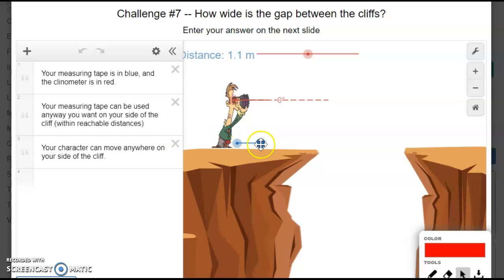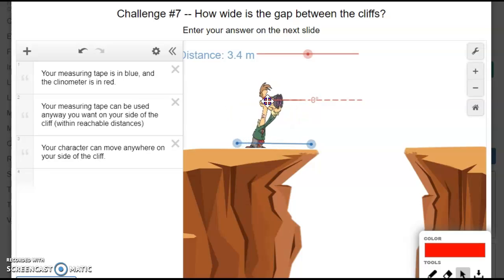So this can measure anything, okay? It can go up or it can go to the side. Your character can move anywhere on your side of the cliff, so this person can move up or down. Probably the easiest is if he was standing right at the edge, like so.